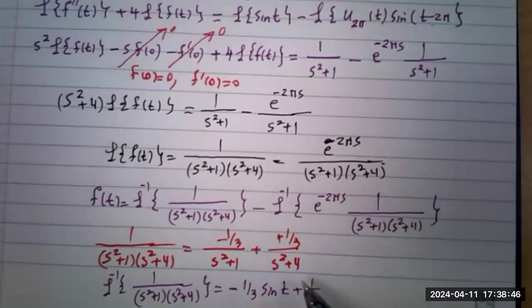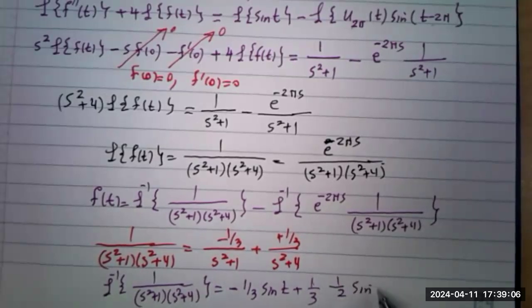We need one there. It's going to be 1/3. We want to write the sine. We need a 2 on the top. Because this is s squared plus 4, you have the a, which is 2, on the top. So it's going to be 1/2 sine of 2t.